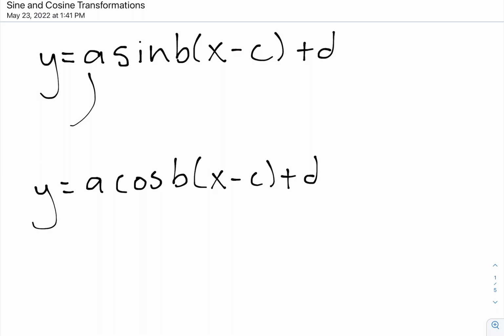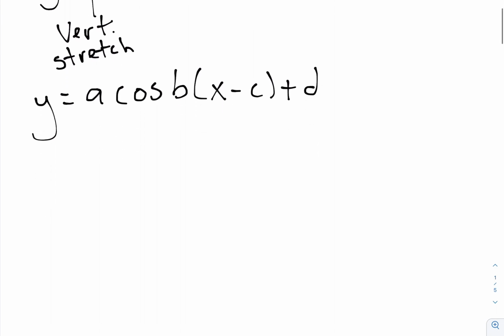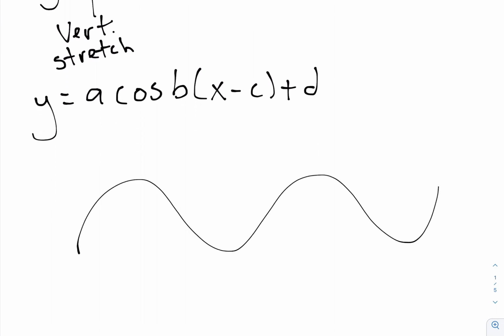Okay, so a is the vertical stretch. I'll write it below because it's the same for both of them. So a is the vertical stretch. If a is less than 1, let's say this was sine of x, then that would mean that the graph is shorter.